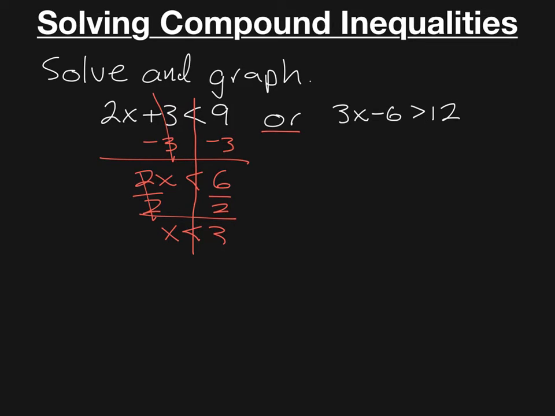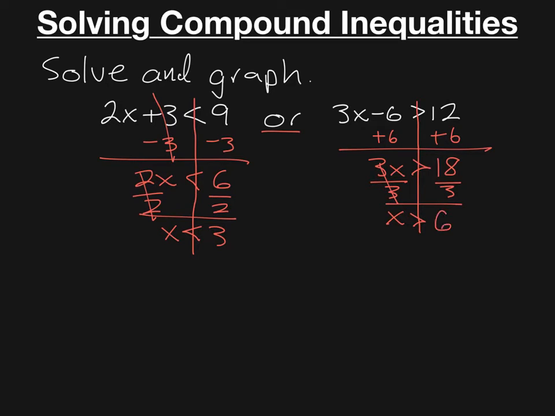Okay? Now we're going to do the same thing over here. Draw my line through my inequality. We're going to add 6. We get 3x is greater than 18. We divide by 3. And I get x is greater than 6. So my new inequality is x is less than 3 or x is greater than 6.